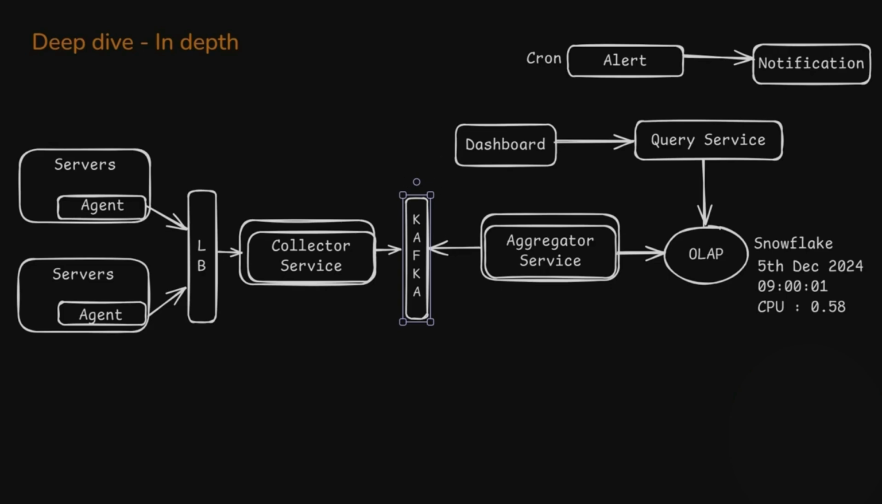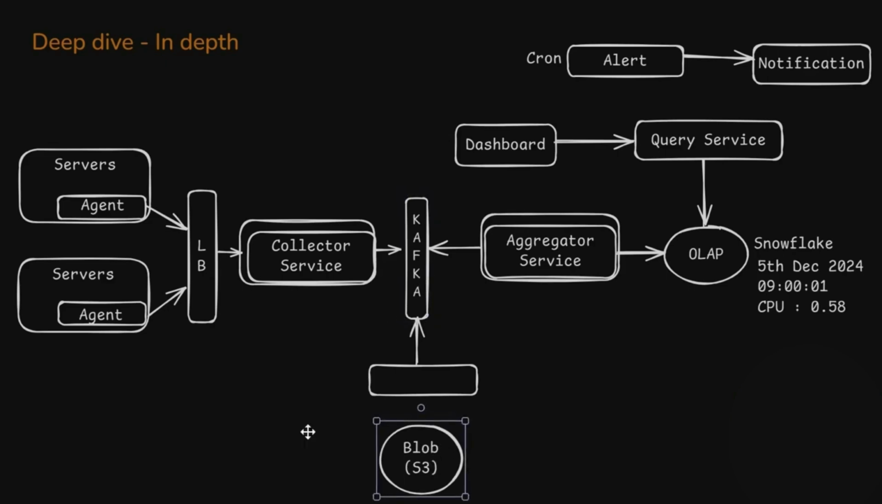So we can have another service which can read this information from Kafka at a millisecond level and just dump it to any blob storage. We can introduce blob storage, which is cost optimized, S3 as an example. So how can this data go into our S3 bucket? What kind of service could it be?